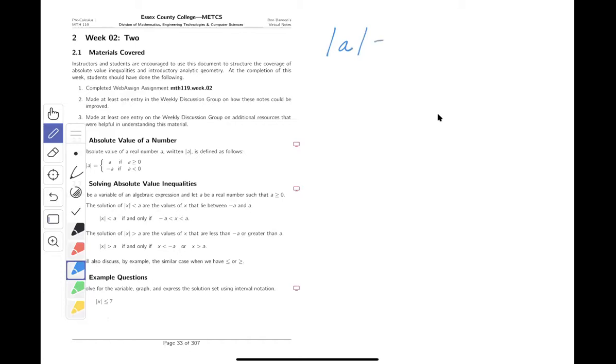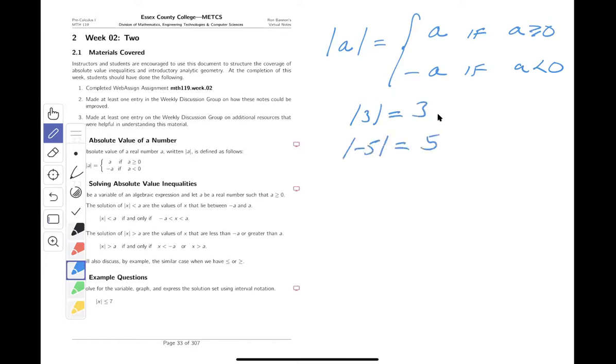It could equal A. This is important, you know this. If A is a positive number, or greater than or equal to 0, so if A is 0 or more, it would just equal A. However, if A is a negative number, it would equal the opposite of it. Basically, all it is is what's called a distance from the origin. For example, the absolute value of 3 is 3 because it's 3 units from the origin. The absolute value of -5 is 5 because it's 5 units from the origin. So it's basically a distance problem from the origin. If you think of it that way, it might help you do these inequalities.